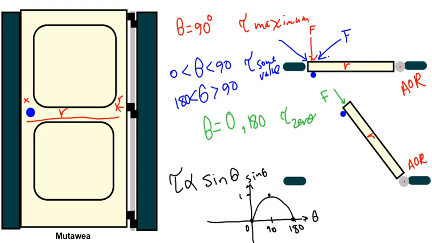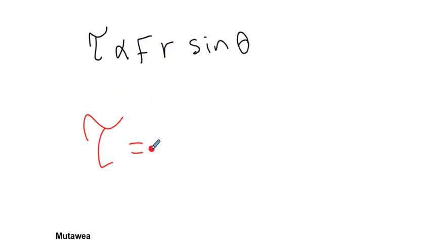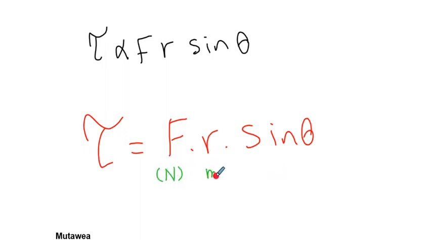Finally, we can find that torque is directly proportional to F, directly proportional to R, and directly proportional to sine theta. The proportionality constant is 1, so torque equals F R sine theta. Force is measured in Newton, the distance is measured in meters, and sine theta is dimensionless, so the measuring unit of torque is Newton times meter.